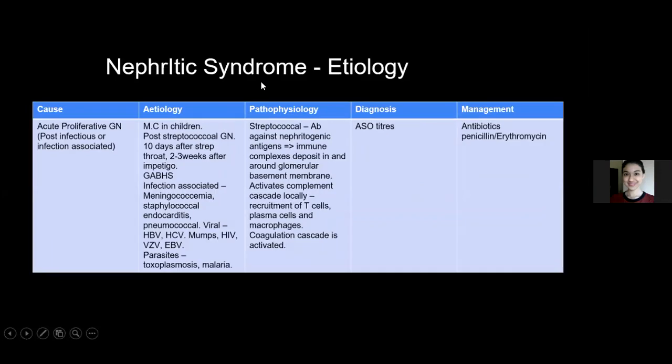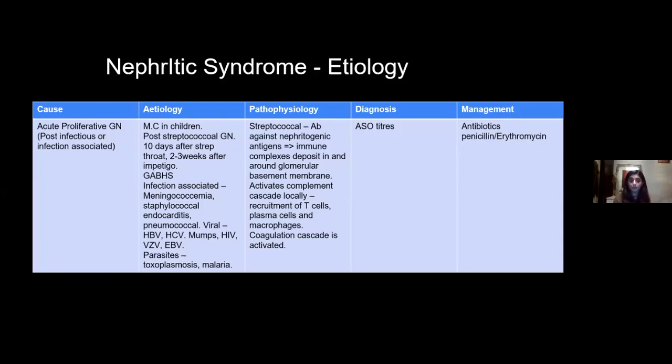the first one I'll speak about is acute proliferative glomerulonephritis. So this can be post-infectious, so after an infection, or it can be infection associated, so occur at the same time. So this is post-streptococcal glomerulonephritis. The GN stands for glomerulonephritis, is the most common type of glomerulonephritis in children.